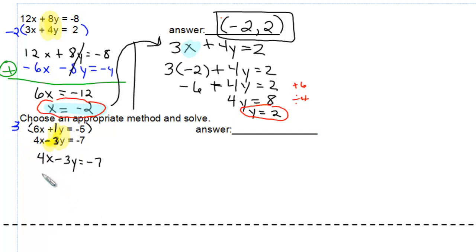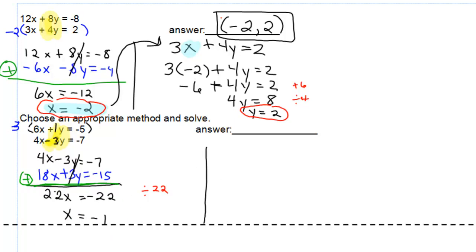3 times 6 is 18x. 3 times 1y is positive 3y. And 3 times negative 5 is negative 15. So combine these two equations together to get 22x is equal to negative 22. And divide by 22, and x is equal to negative 1.